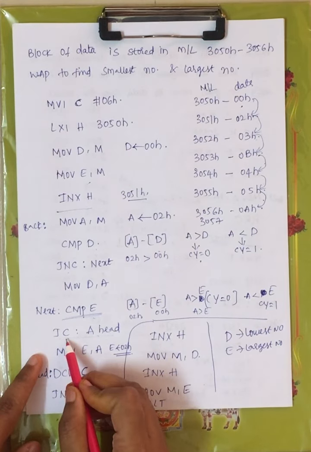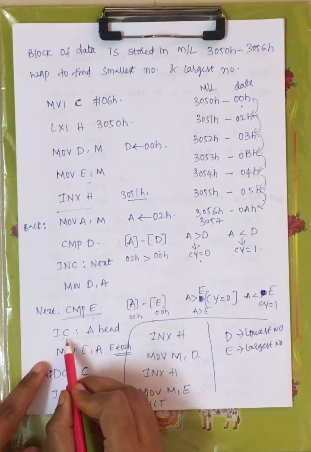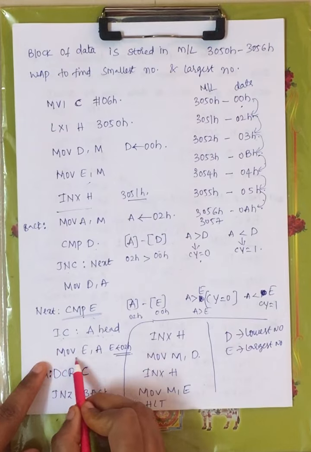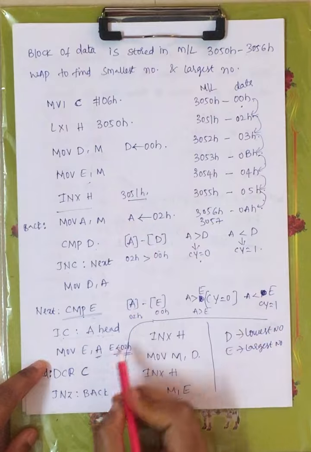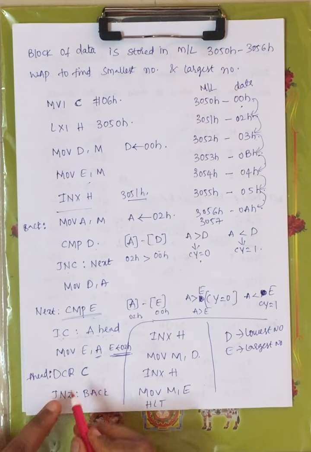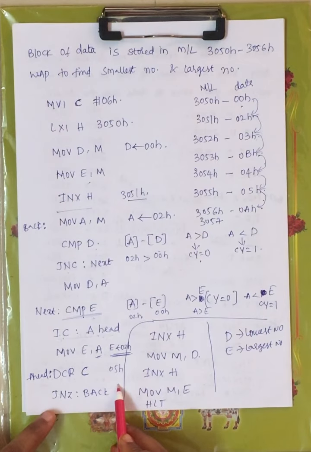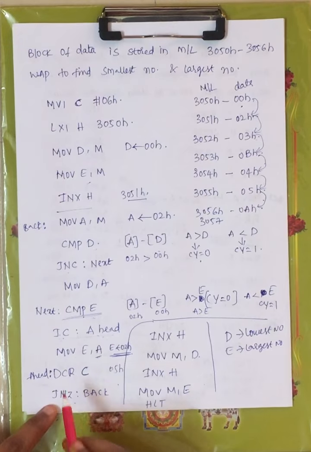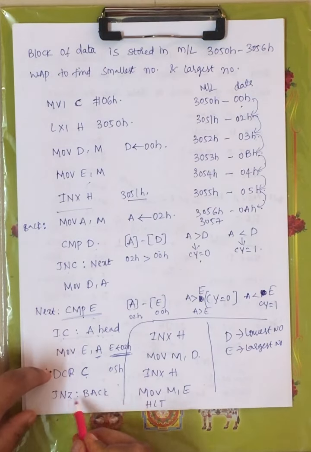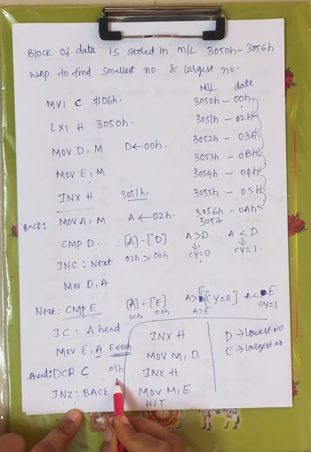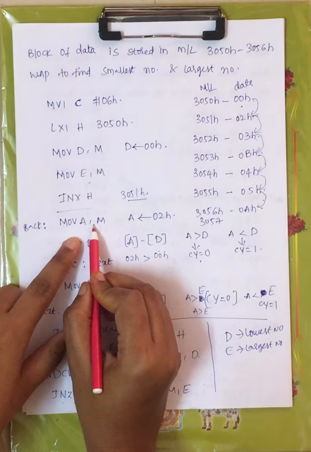Now jump if carry, right? It won't execute this instruction, because only if there is a carry will it execute this instruction. Now move E comma A, that means the contents of A are 02H, that is moved to E register. Now the count value is decremented. Initially it is 06, now it will become 05. Jump if no 0, it will execute this loop till the value of count is 0, right? Now the count value is not 0, so it will jump to this instruction. Now move A comma M.